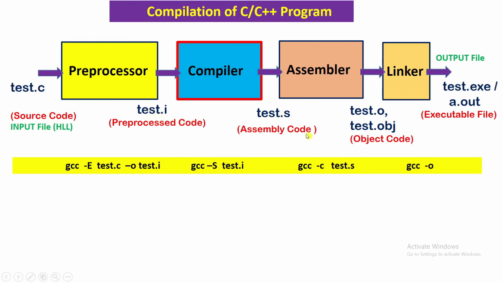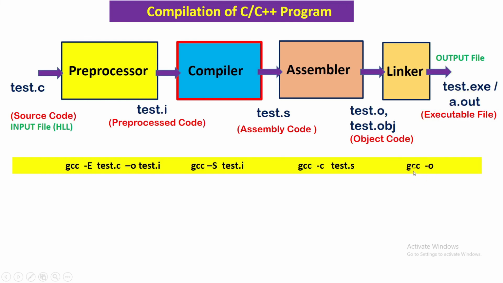Okay, then if you want to get this test.o file from this test.s, you can use the minus c option. Then from test.s, you will get test.o. And if you want to link various files and generate this test.exe, then it depends whether you are doing static linking or dynamic linking.